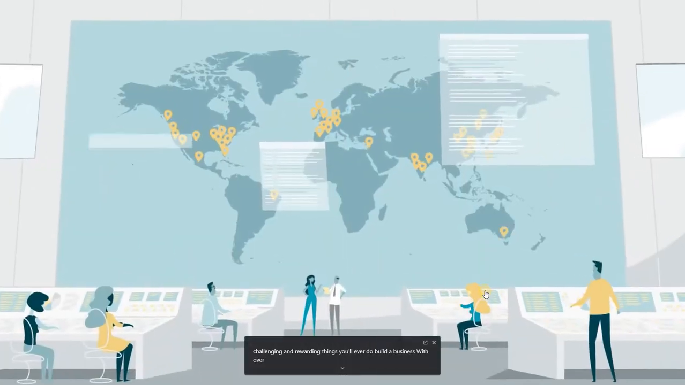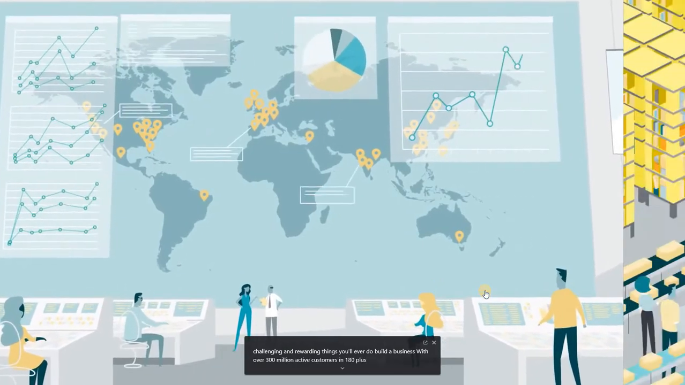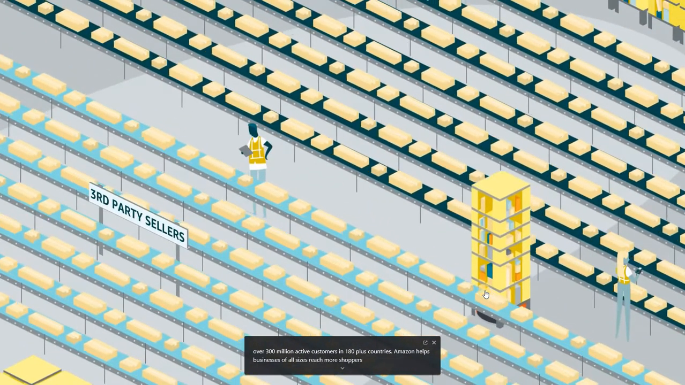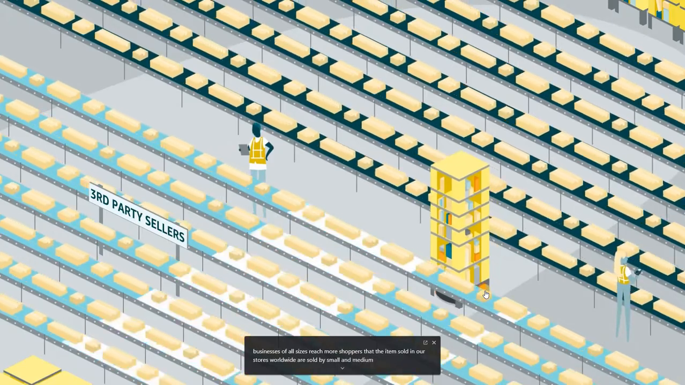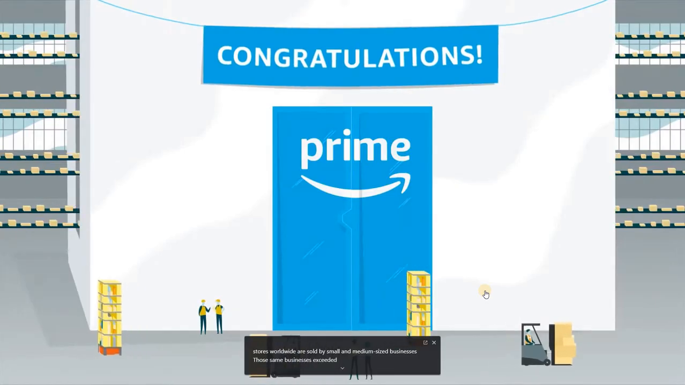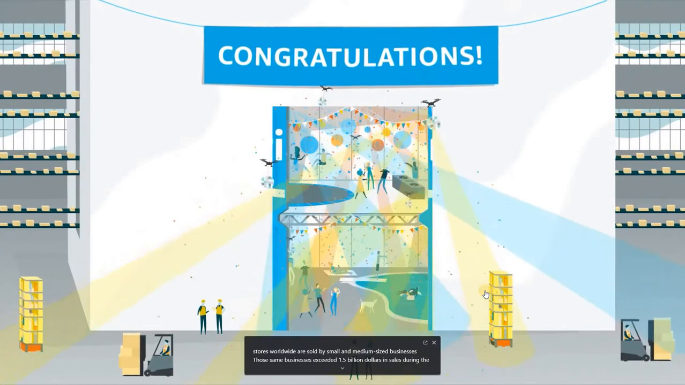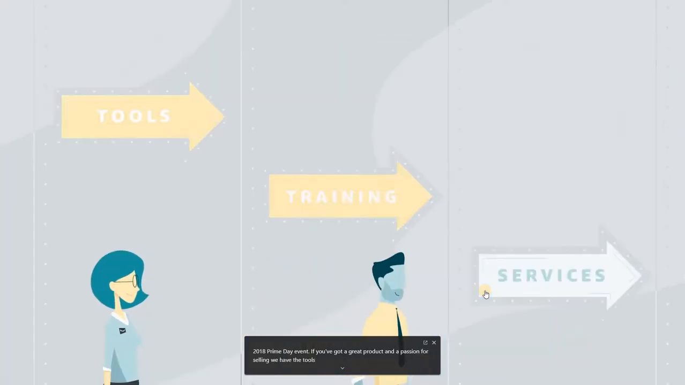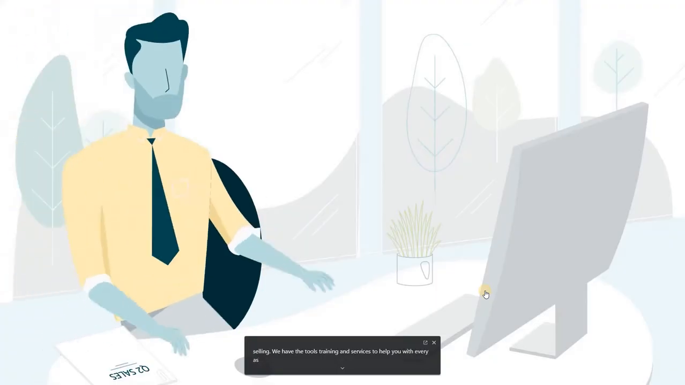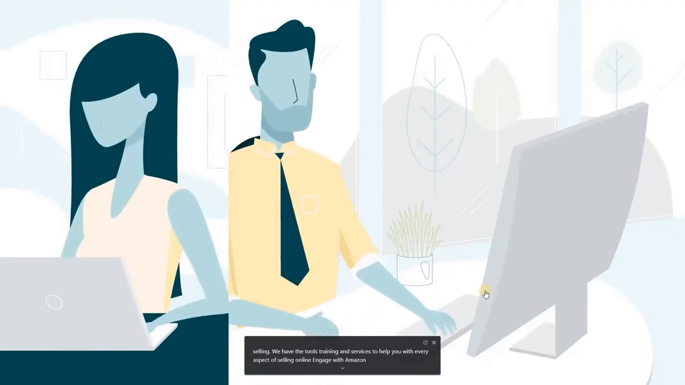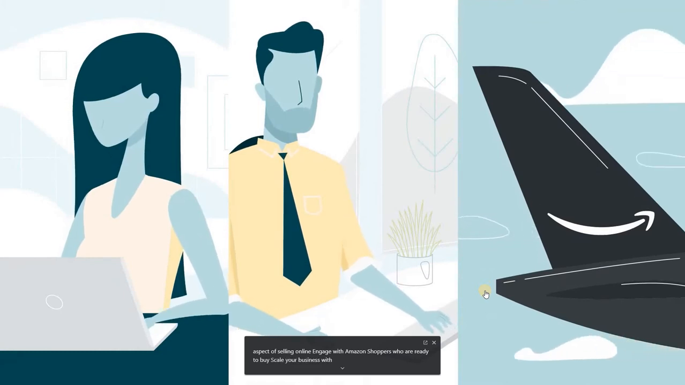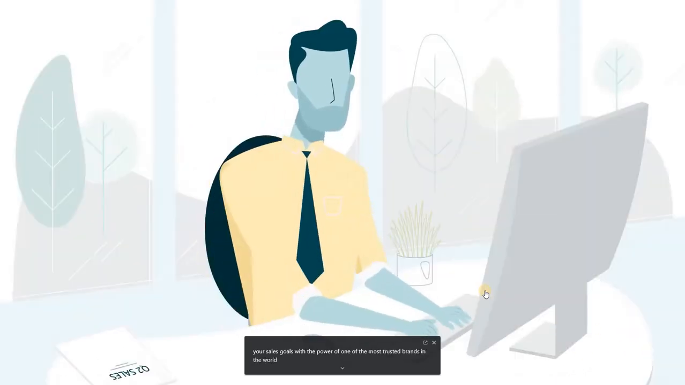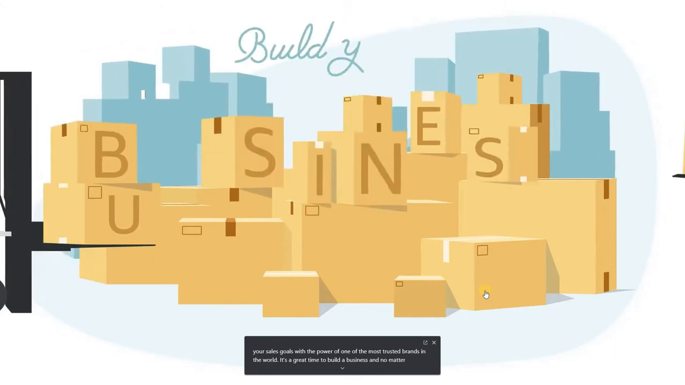With over 300 million active customers in 180 plus countries, Amazon helps businesses of all sizes reach more shoppers. More than half the items sold in our stores worldwide are sold by small and medium-sized businesses. Those same businesses exceeded $1.5 billion in sales during the 2018 Prime Day event. If you've got a great product and a passion for selling, we have the tools, training, and services to help you with every aspect of selling online. Engage with Amazon shoppers who are ready to buy. Scale your business with our world-class logistics and achieve your sales goals with the power of one of the most trusted brands in the world. It's a great time to build a business, and no matter what you're selling, it's a perfect time to build your business with Amazon.